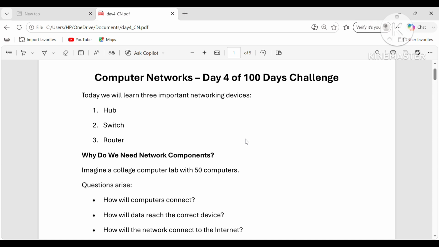In day 1, we learned the basics of computer networks, and today we are diving into the heart of networking devices that are hub, switch, router. Let's begin with hub.